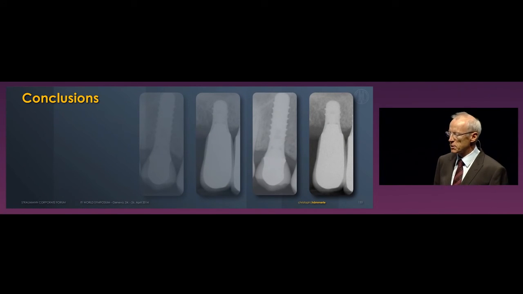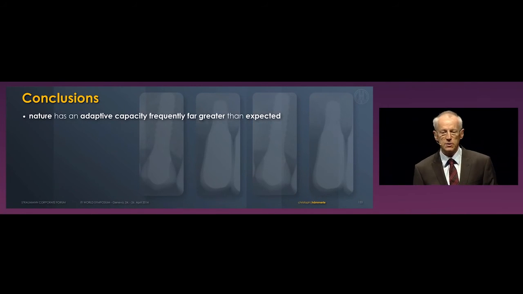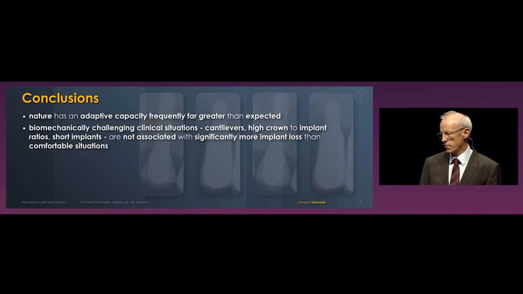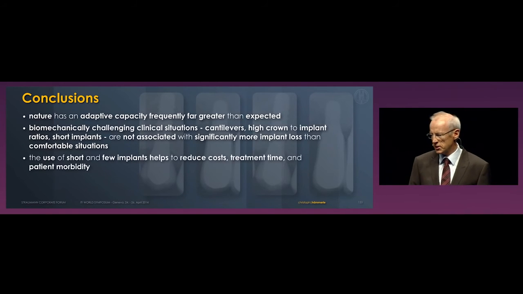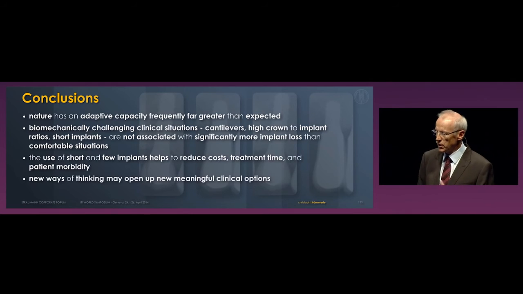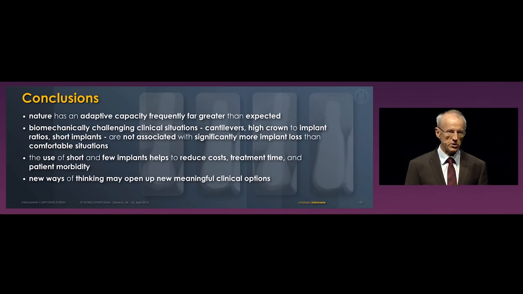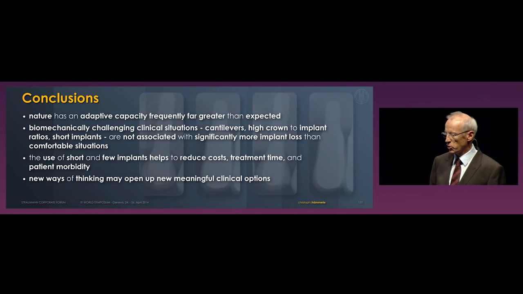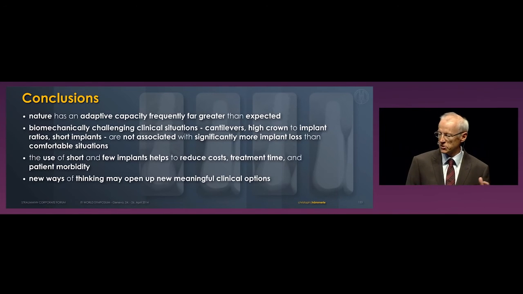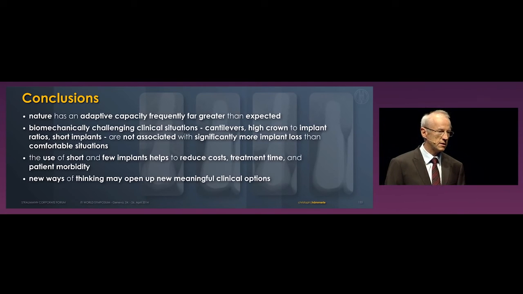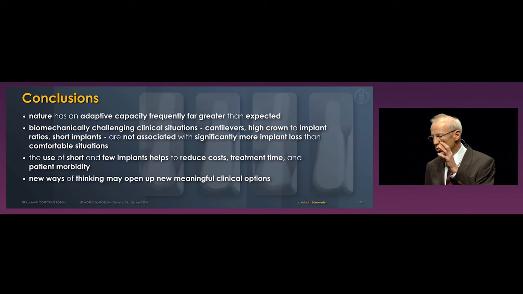Nature has an adaptive capacity frequently far greater than we expect. Biomechanically challenging situations, and we looked at them, they're not associated with significantly more implant loss than comfortable situations. The use of short and few implants helps to reduce costs, treatment time, patient morbidity. And I think very importantly, new ways of thinking may open up new meaningful possibilities. Let's not be framed in the same type of thinking forever.